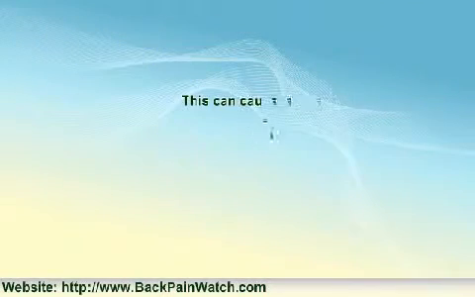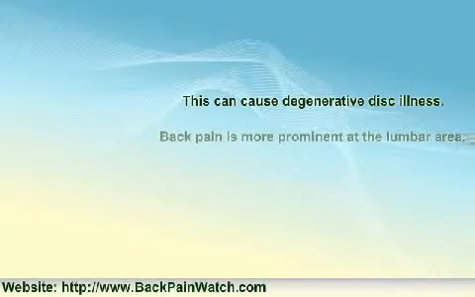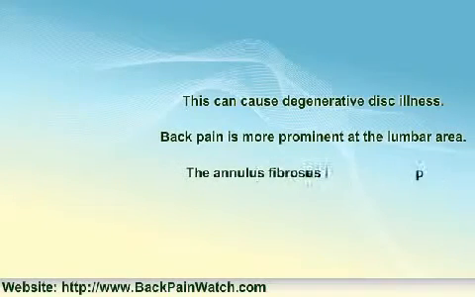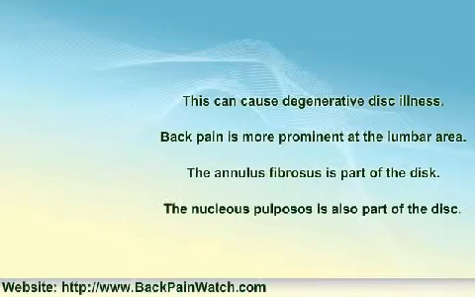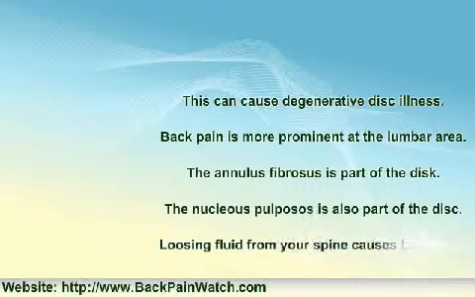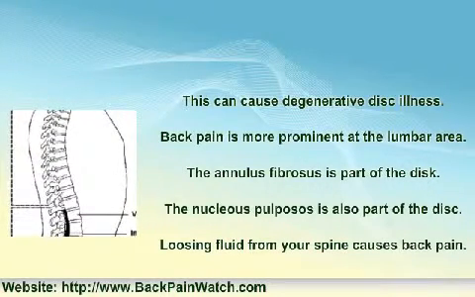When somebody starts aging, the fat and water within the discs go from thick to thin, and this can cause degenerative disc illness. The loss of liquid from your backbone is a leading reason for back trouble, particularly at the lumbar area. The annulus fibrosus makes up the marginal portion of the disc structure.